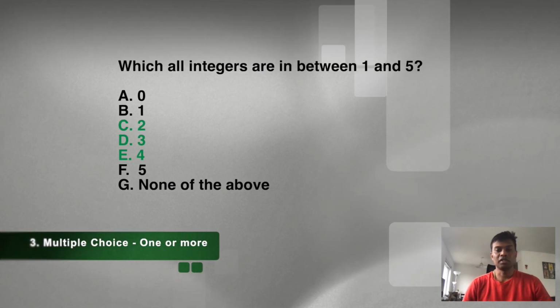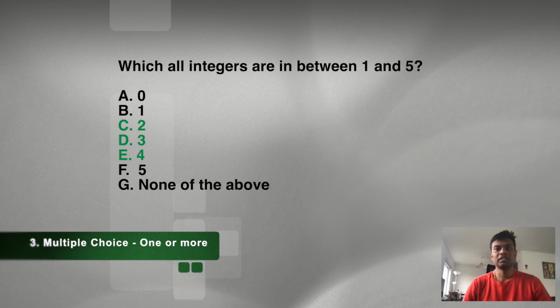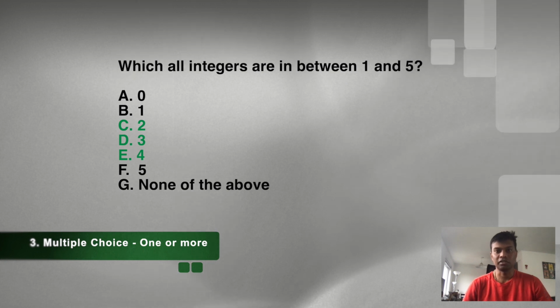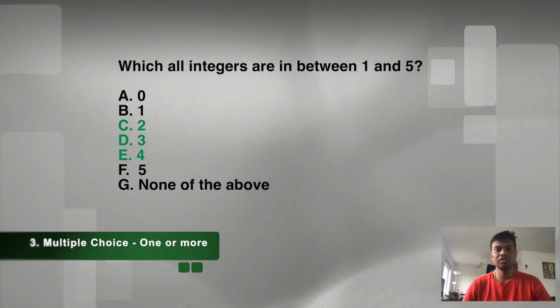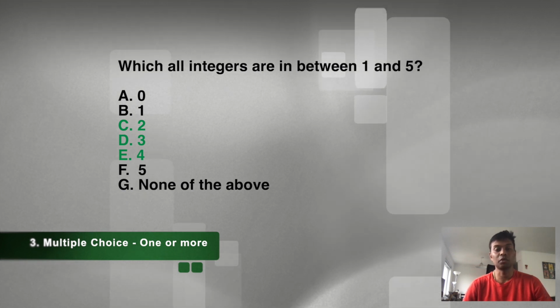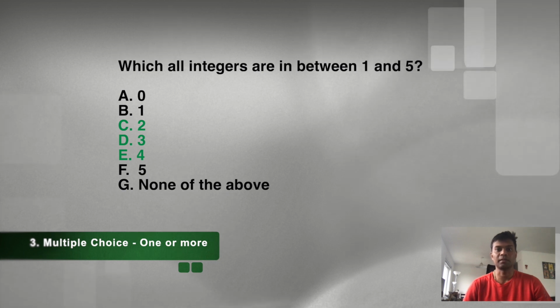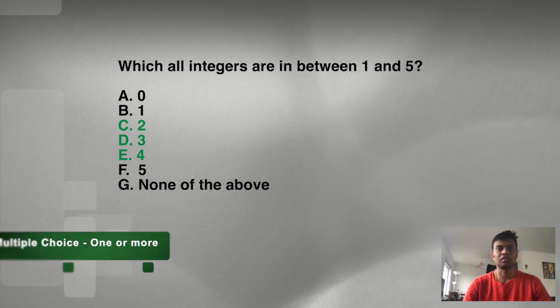The third type of question is multiple choice question. Select one or more answer choices. These multiple choice questions ask you to select one or more answer choices from a list of choices. The question may or may not specify the number of choices to select. Here is an official sample question.